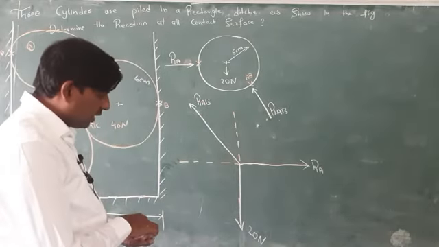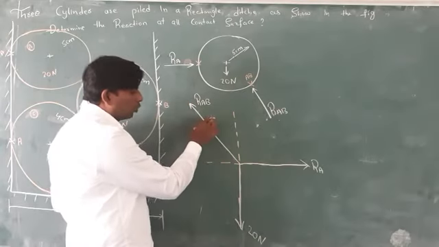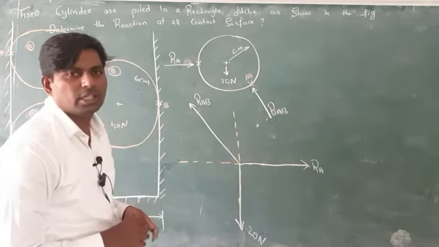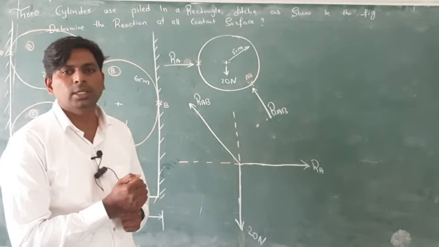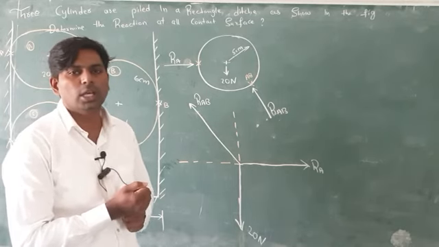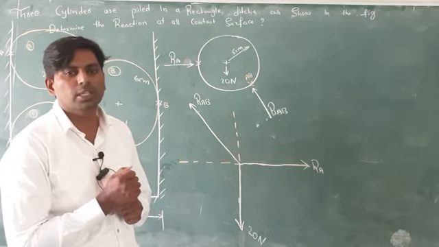Now the thing is, how many forces are there in total? Force 1, force 2, force 3. Three forces are there. Whenever three forces are there, you can apply Lami's theorem. Between the two forces, you must know the angle. How much angle is there? If you know the angle, then only you can apply it.